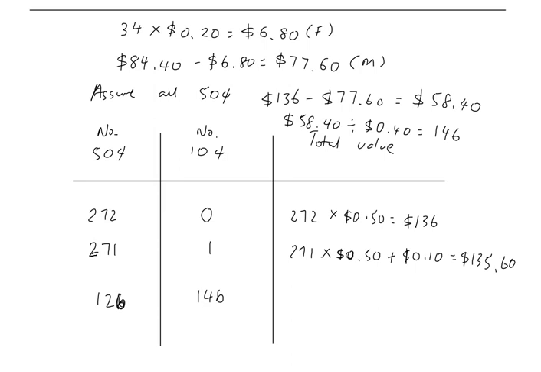So we check by using 126 times 50 cents plus 146 times 10 cents, right? And then we must definitely get how much? Jing Kai. We must definitely get $77.60. Anyone has any problem with this question? Okay? If not, then I'm going to move on to the next question.